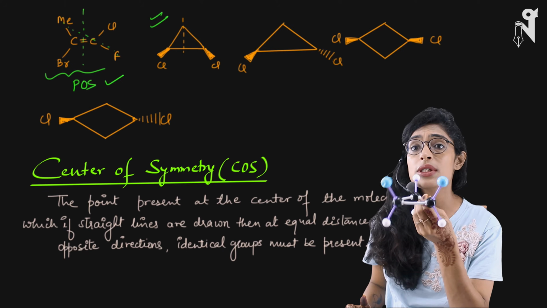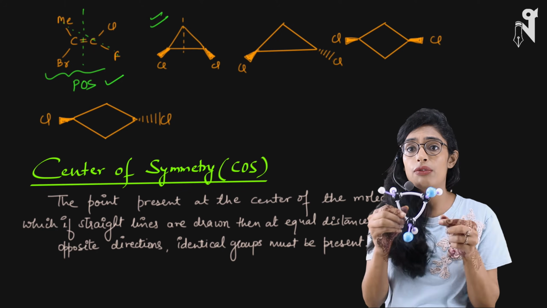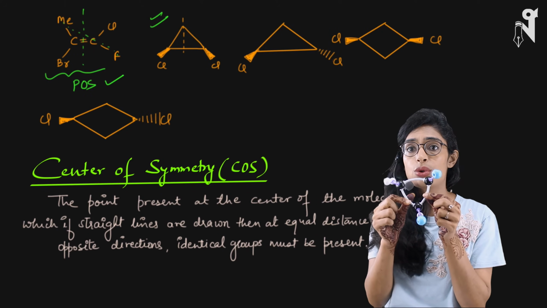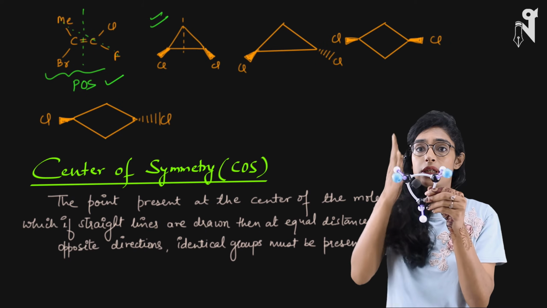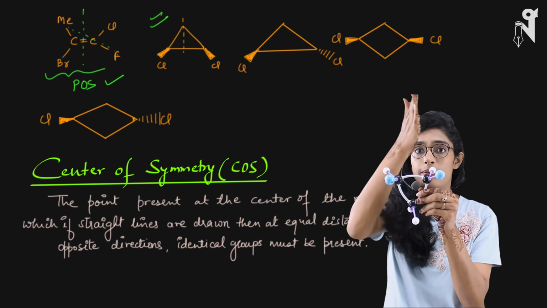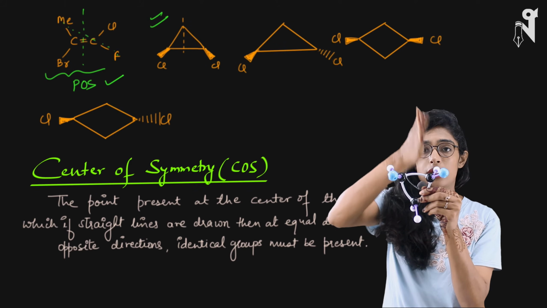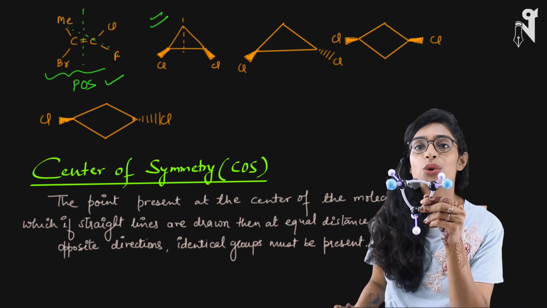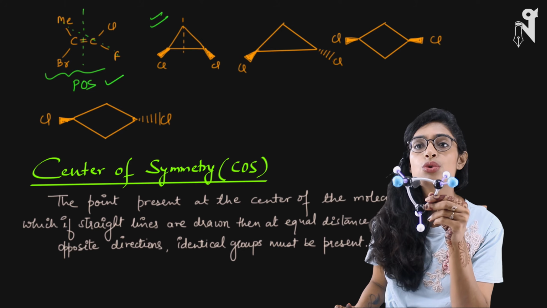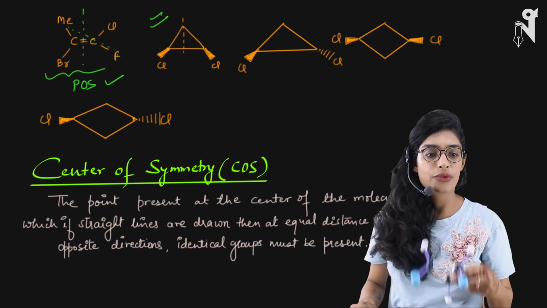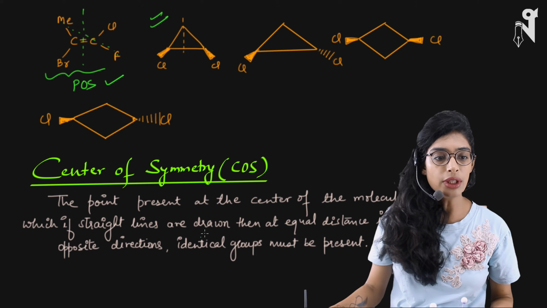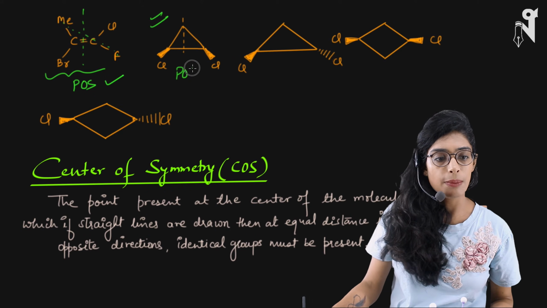So does this molecule possess symmetry? Look at this molecule, all of you guys. I hope you are able to see what exactly I'm showing you. Basically, I'm cutting it into two equal halves like this, right? And you will get the plane of symmetry. These two halves will be mirror images of each other. So does this possess a plane of symmetry? Yes, it does.